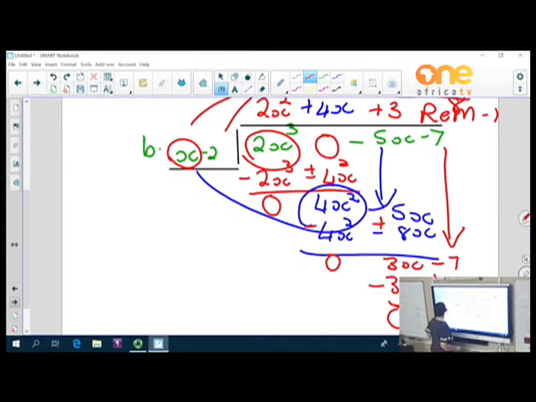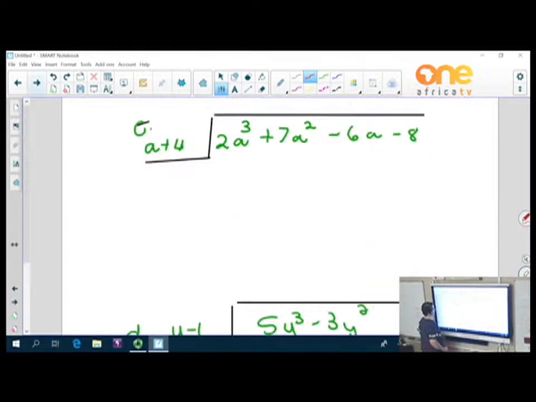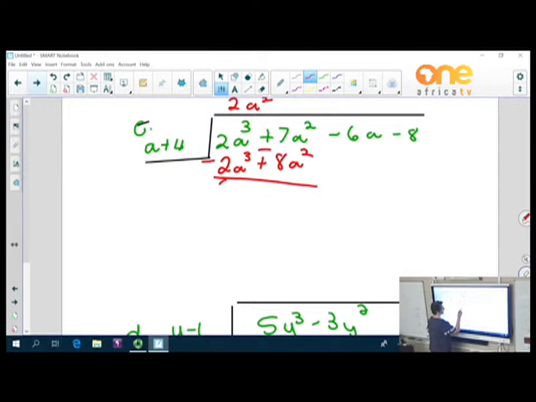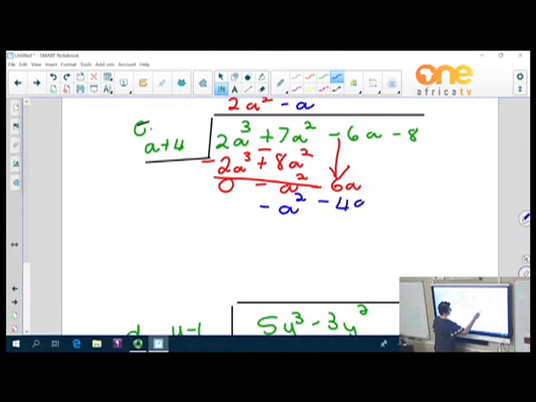Quotient, remainder. Number C. So it will divide 2a squared. We subtract, eliminates, negative a squared, bring down the next one, negative 6a. I hope you are quite familiar now with the steps. How many times will you divide? Negative a times. Multiply, then you have negative a squared, negative 4a.